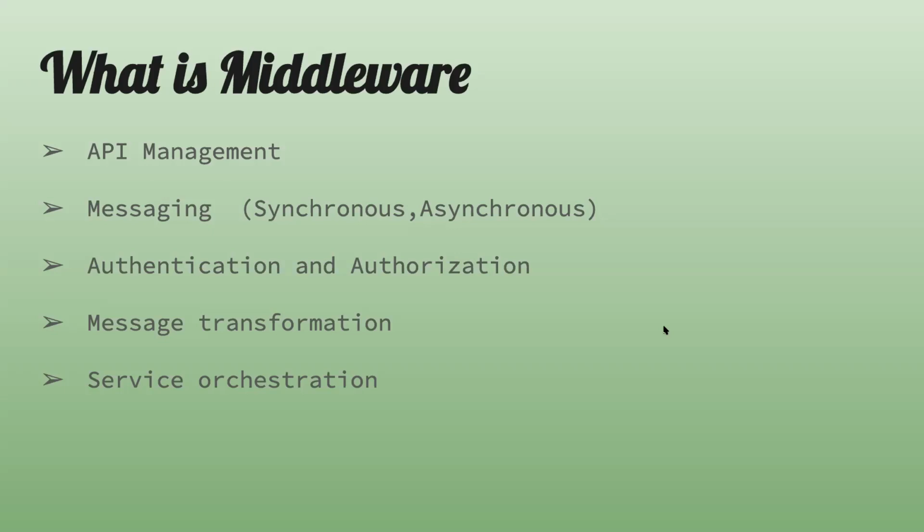Moreover, we can see message transformations, because there can be some backend services. For example, let's assume that a client uses a particular XML type message, but the backend accepts only JSON type messages. So that XML to JSON conversion happens through this middleware. That kind of transformation needs to be done through middleware.